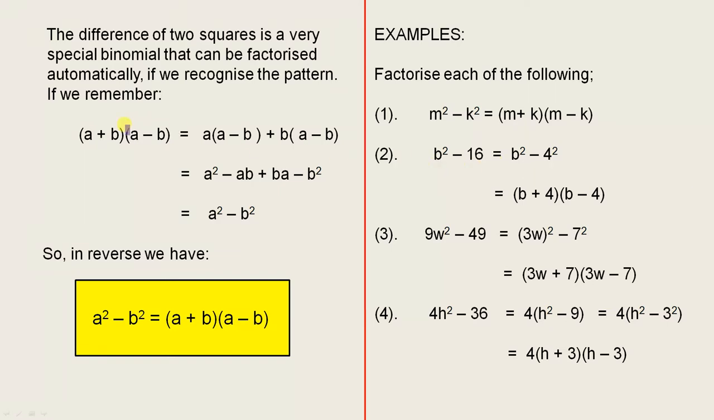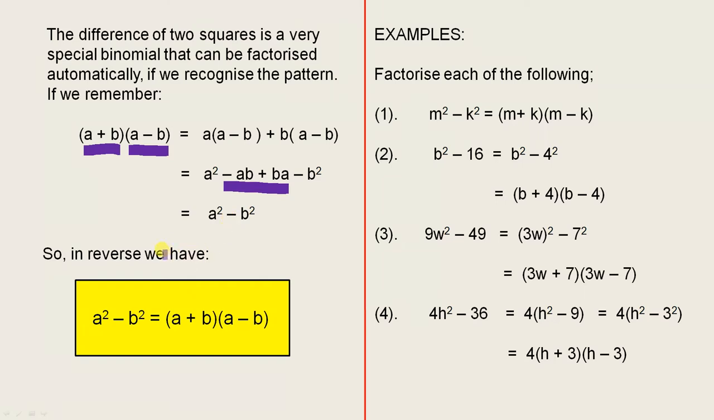If we remember, (a + b)(a - b) is how you expand that from the last video when we were doing the removal of grouping symbols, or expansion. So this binomial product here, that's how we expand it. That's when we remove the grouping symbols. When we collect like terms, those two cancel out and we're left with a squared minus b squared.